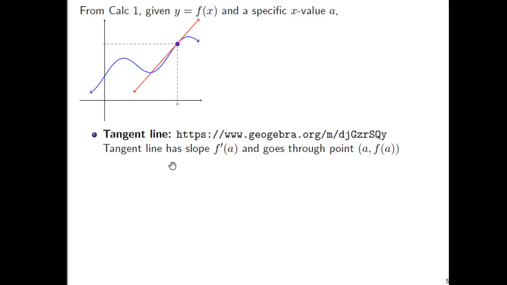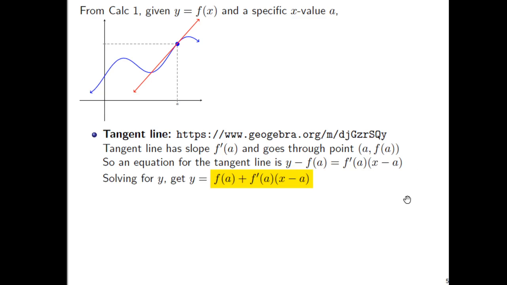And okay, so yeah, the tangent line has slope f prime of a and goes to the point a comma f of a. And so you've got the slope and you have a point, and you can, from that, create the equation of a line in point slope form, right? So y minus the y value f of a equals the slope, which is f prime of a, times the quantity x minus the x value a. And if you just solve for y in this, you just need to add f of a to both sides. So y equals f of a plus f prime of a times quantity x minus a.